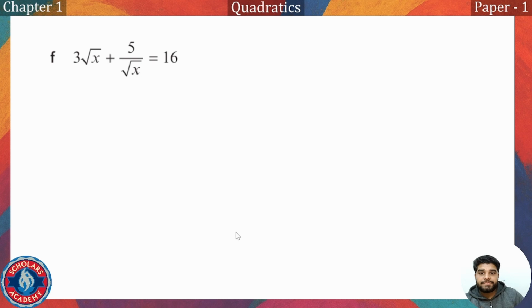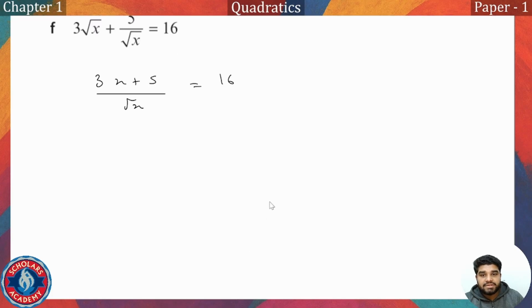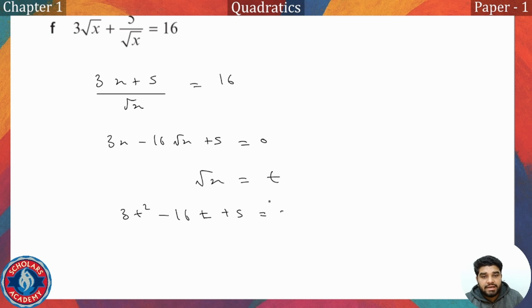Let's move forward. Taking the LCM over here, we get (3x + 5)/root x = 16. If we simplify it, we take this root x to the right-hand side and multiply it, we get 3x - 16 root x + 5 = 0. Letting root x = t, we get 3t² - 16t + 5 = 0.